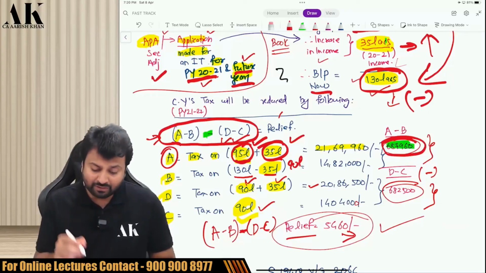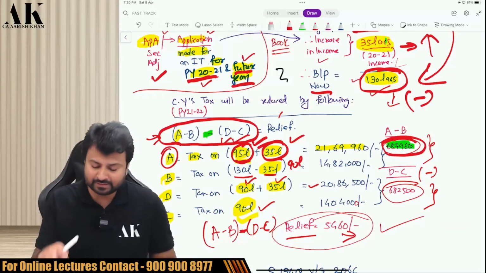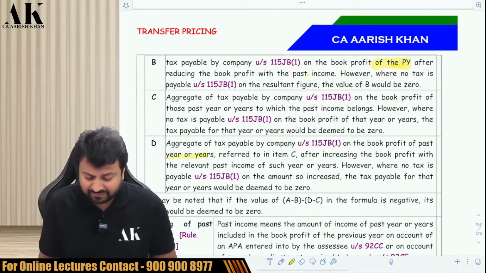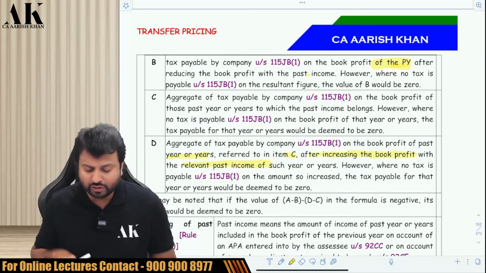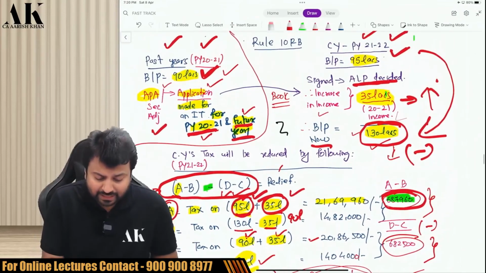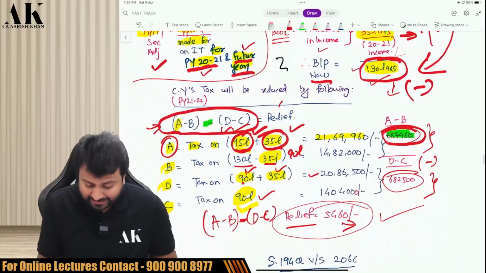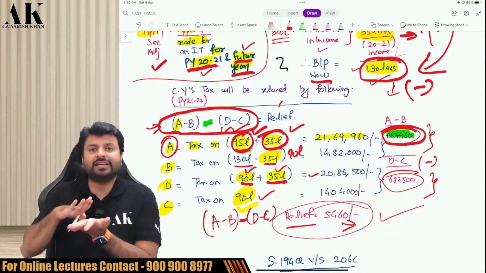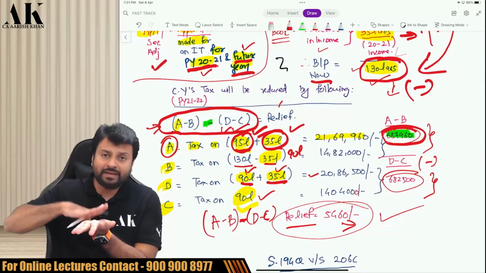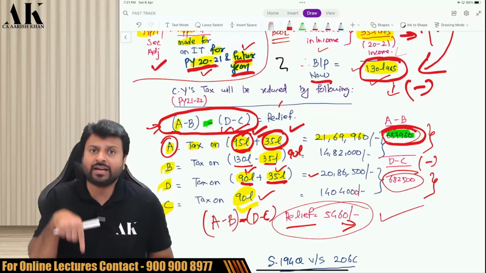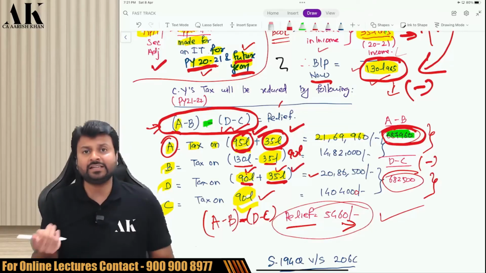Okay. Now it is not C minus D, it is D minus C. So what is D? Aggregate of tax payable by the company on the book profit of the past years referred to in item C, after increasing the book profit with the relevant past income. So now you are supposed to compute past year's income, that is 90 lakhs plus past year's profit. So to 90 lakhs you will add 35 lakhs, that is past year's profit. Earlier you added the increased income in the current year profit. Now you are going to add the increased income in the past year profit.